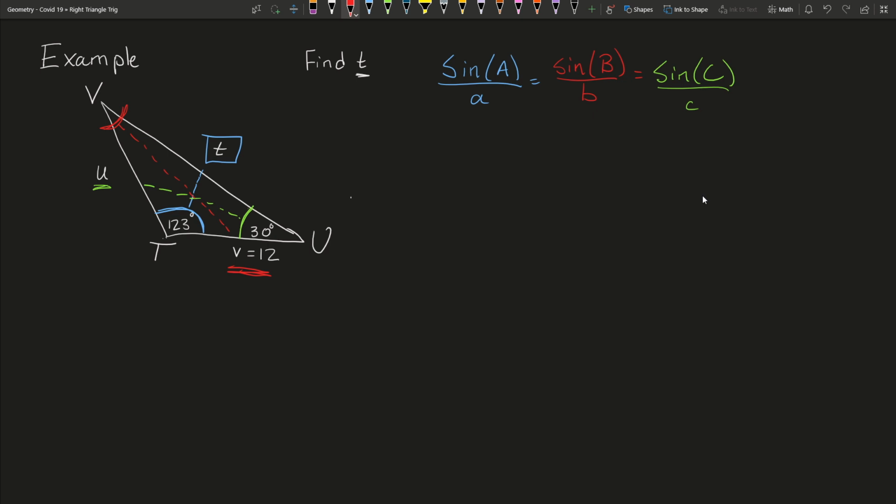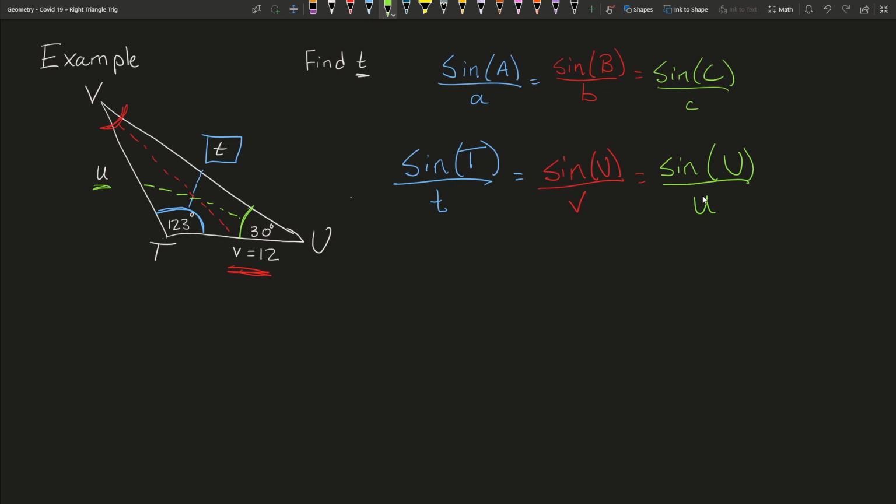Then we just plug into our equation. So sine of t divided by its opposite side length will equal sine of v over its opposite side length, which will be equal to sine of u over its opposite side length. So that'll be the equation we're working with.